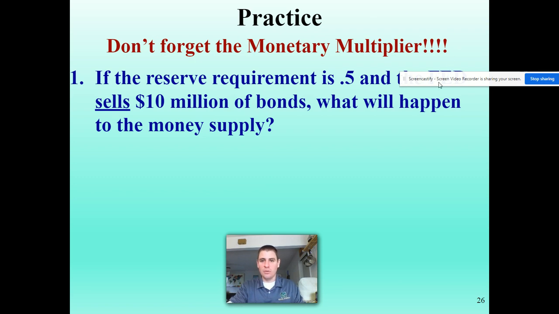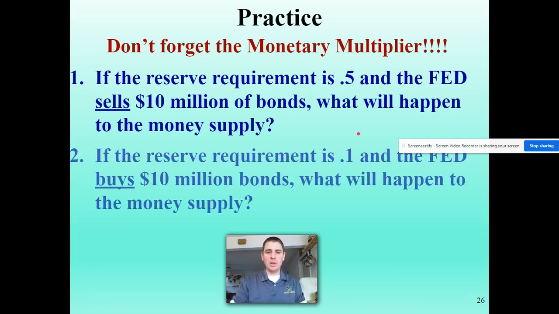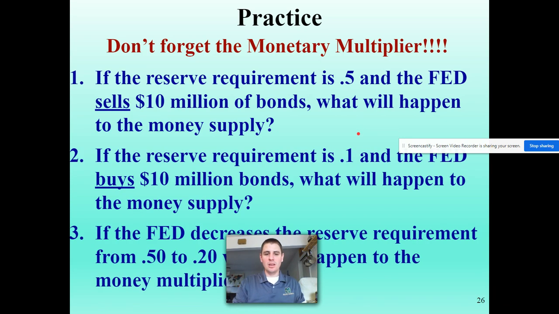So don't forget the money multiplier. If the reserve requirement is 0.5 and the Fed sells 10 million of bonds, is that increasing or decreasing the money supply? Well, it decreases. If the reserve requirement is 0.5, 1 over 0.5, how many 50-cent pieces in a dollar? 2. What will happen to the money supply? It'll shrink by 20. So pause it, answer the rest of these, okay?